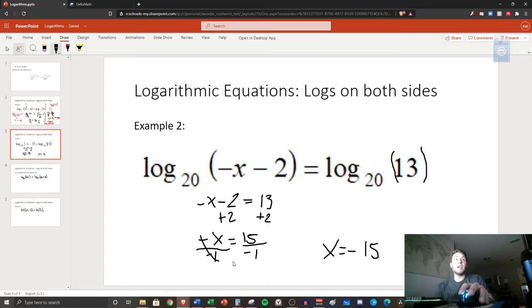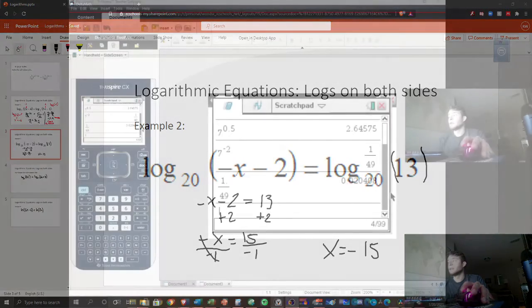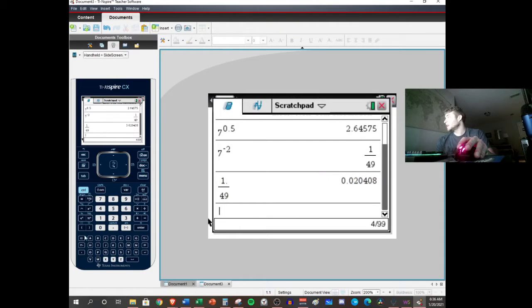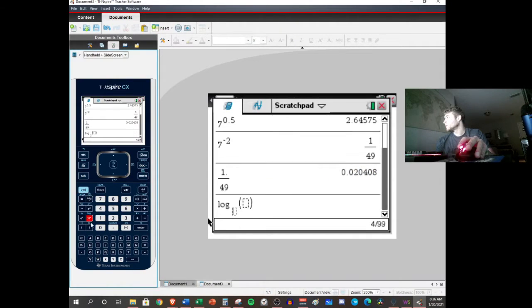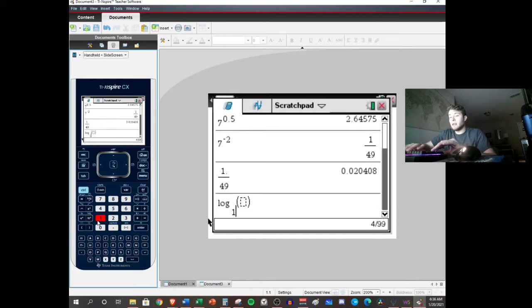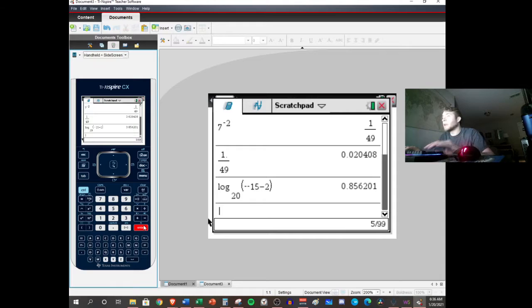All right, now when we check that to make sure that it works, we'll go to our calculator. So I'm going to do log base 20 of, we're going to type it in so it's negative, make sure you use the negative symbol, and put in parentheses -15 minus 2. Hit enter. Okay, we get a value for that. And then we're going to type it in again.